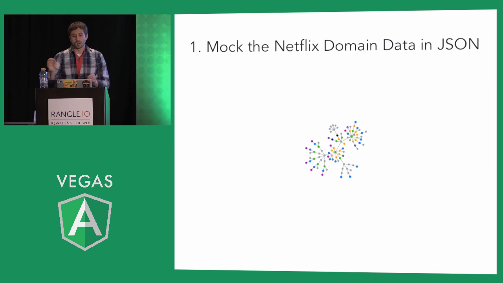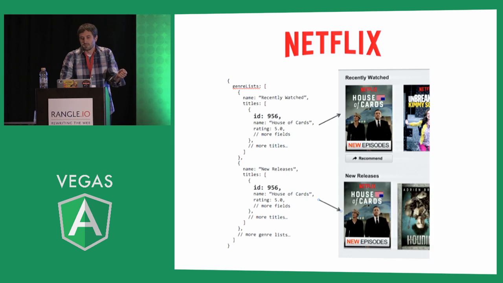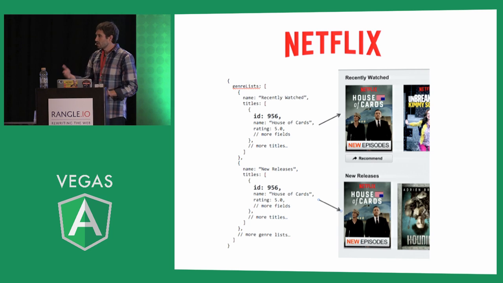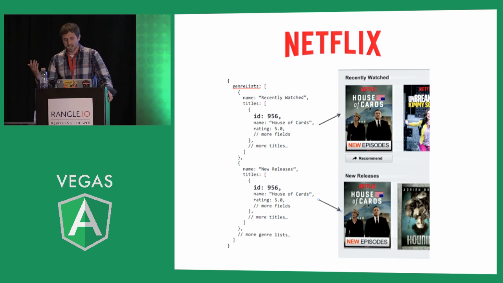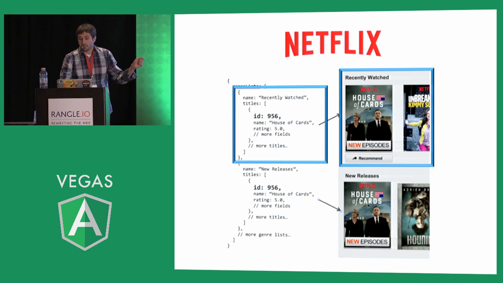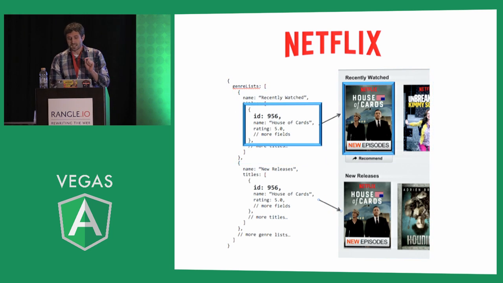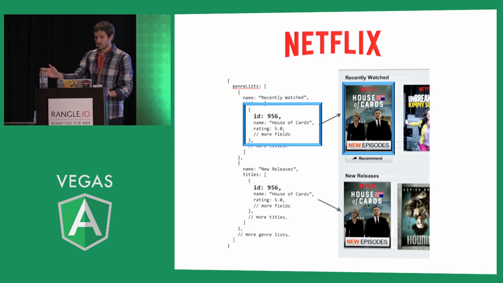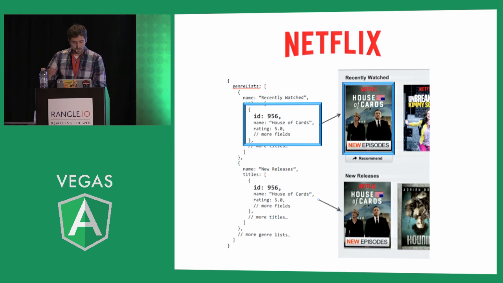So let's do this. Let's do step one. We're going to mock the Netflix domain data. So what is Netflix domain data? Well, Netflix has a list of genres. What is a genre? Dramas, rom-coms, teenage paranormal romances, you name it. That is what genres are. From genres, we can actually grab a specific title. There's a list of titles within every genre. So let's go through that. Let's look at that.